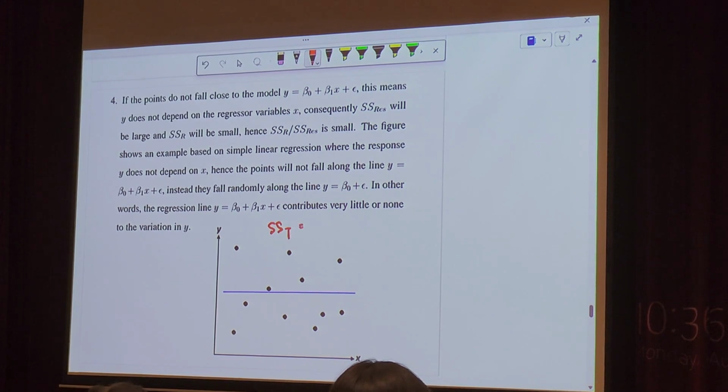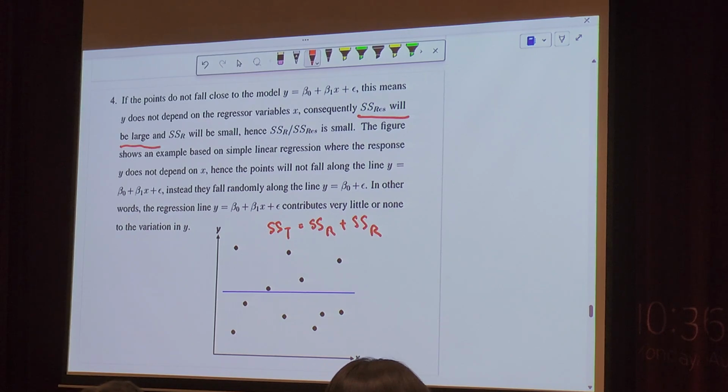SST is SSR plus SS residue. So in this case, SS residue will be large. There will be a large variation, because they are not going to follow any regression line. There's no relationship, so it's going to be large. And so SSR will be small, and then this will be small.